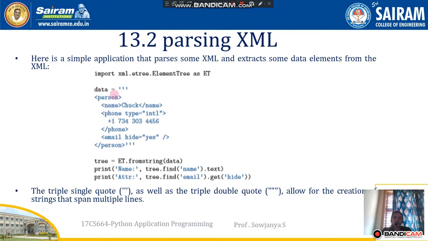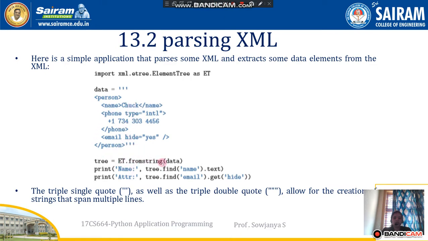So here our data is equal to, what does this triple quote mean? The triple single quote as well as the triple double quote allow for the creation of a string that spans multiple lines. So both of these can be used, the single and the double. For multiple lines you use triple quotes, and for a single line we use single quotes. So here we have again the person parent and name, and then this is what we can do.